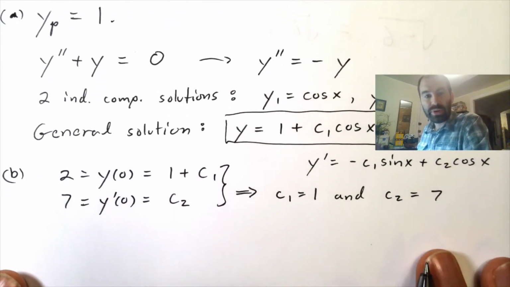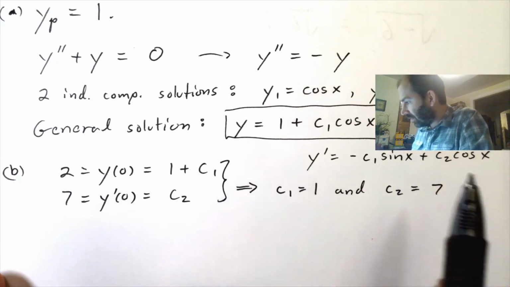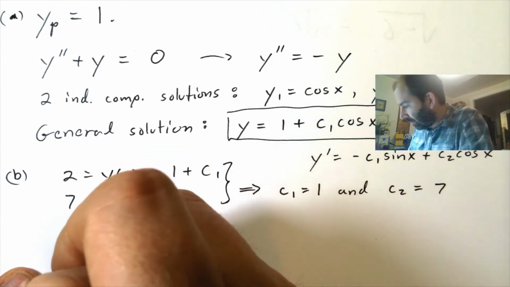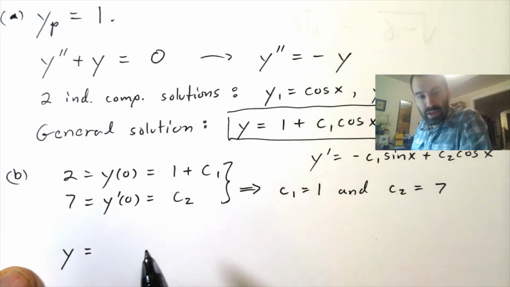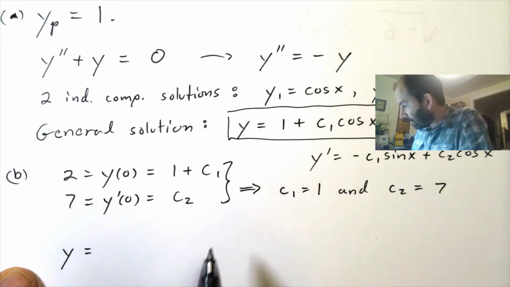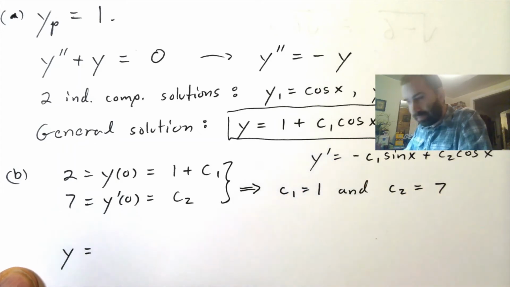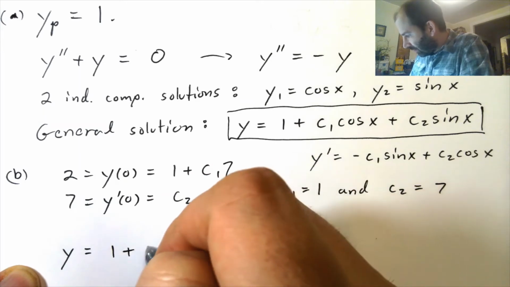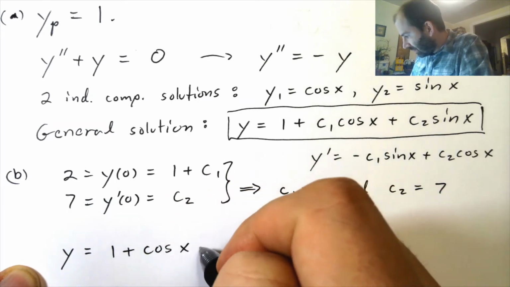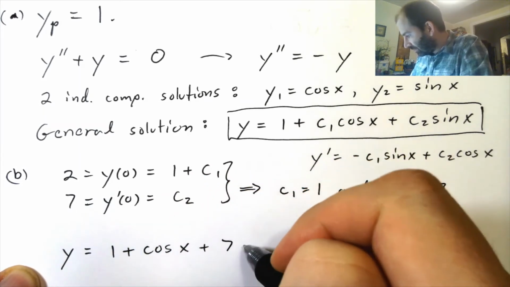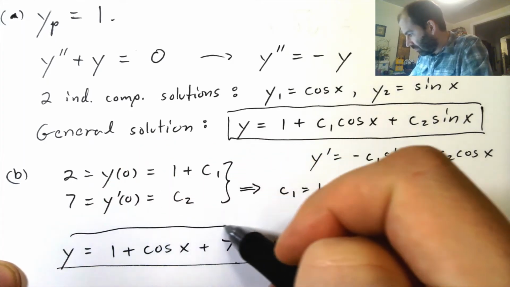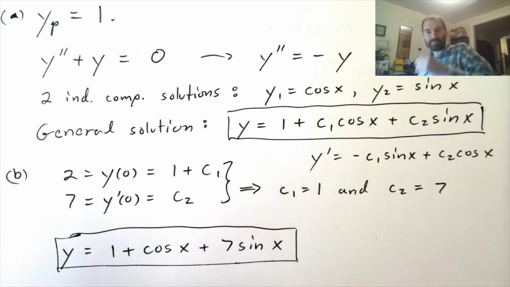Okay, so my particular solution, that solution that solves those initial value problem, is... so 1 for C1, so I get cosine x, and C2 is 7. Right. So there we go.